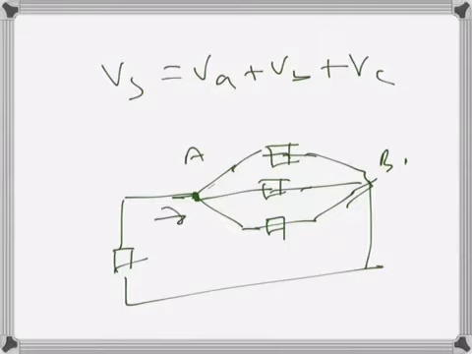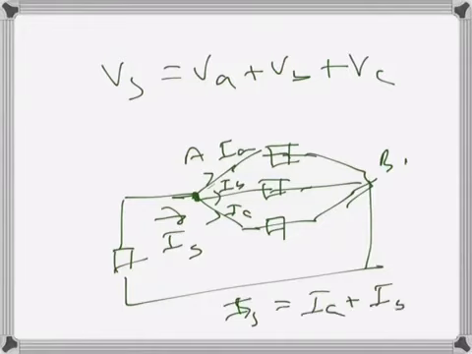So if a current comes here, let's say Is, and let's say this is, I don't know, I have made this, so let's say Ia lowercase a, Ib lowercase b, Ic lowercase c. So what it says is Is is equal to Ia plus Ib plus Ic.